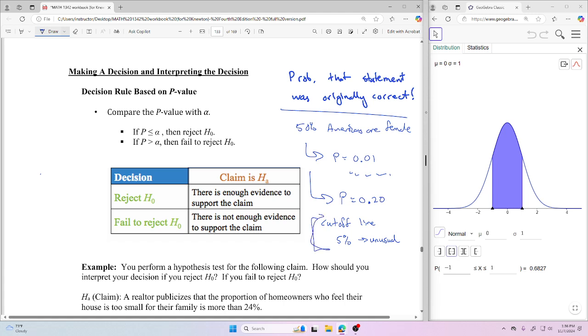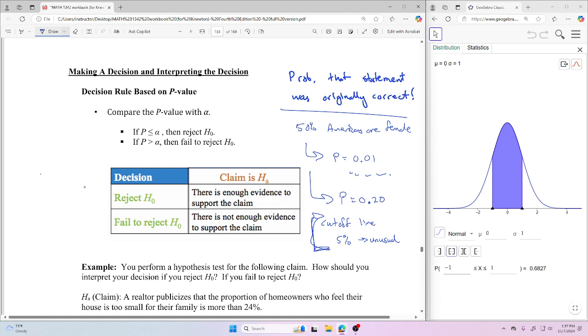Now, they're going to change the cutoff line for us. Eventually, they'll give you different numbers. But think of 5% as where things are unusual. 1%, unusual. Something's wrong, something's not right. 20%, I'll let it slide this time. Good enough? Okay, cool.